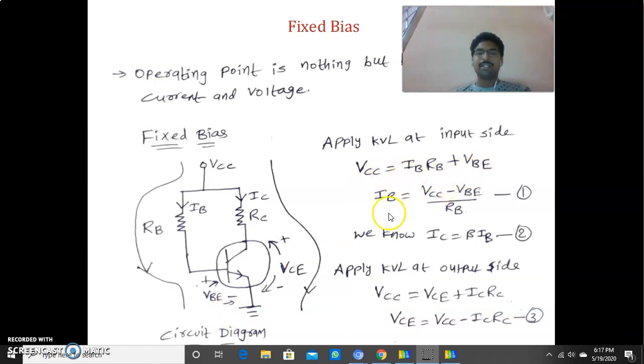From this equation we can write IB is equal to VCC minus VBE by RB. We know that IC is equal to beta IB for the transistor. So from 1 and 2 we can calculate the IC current.